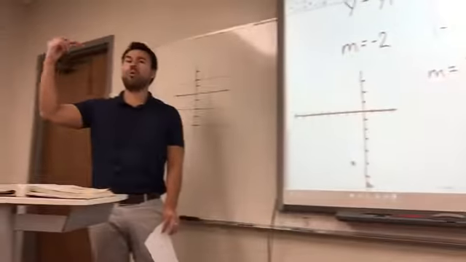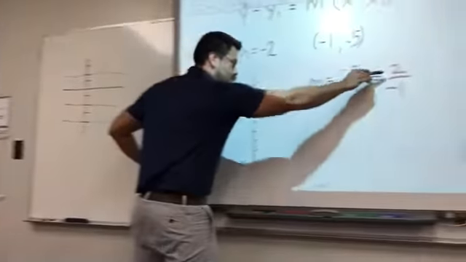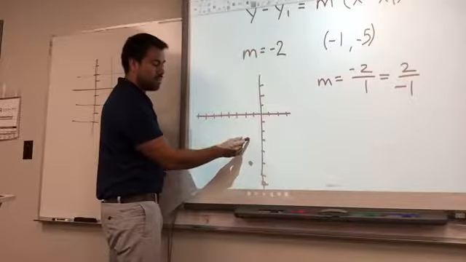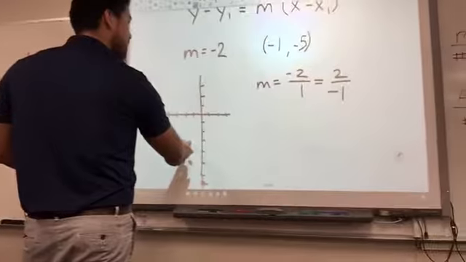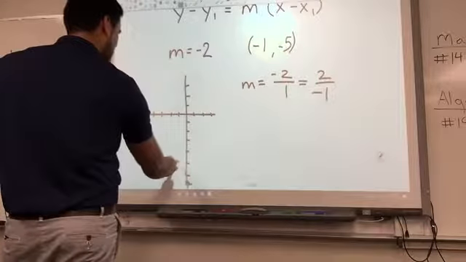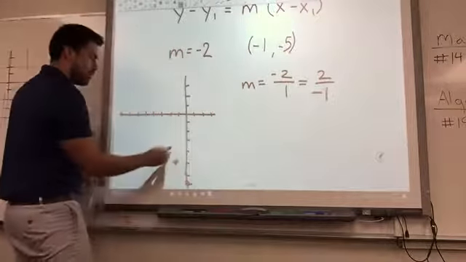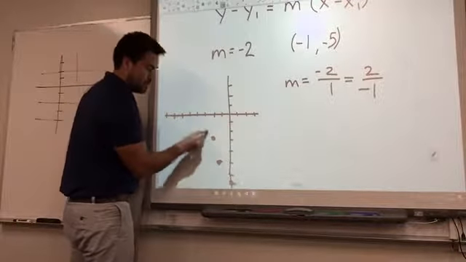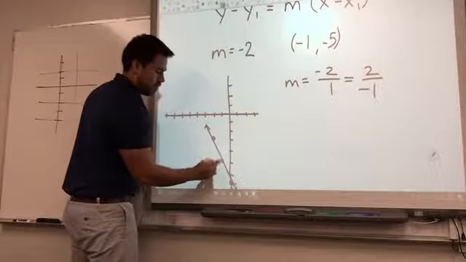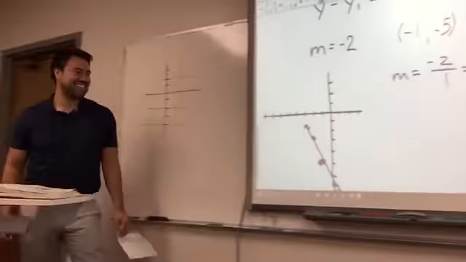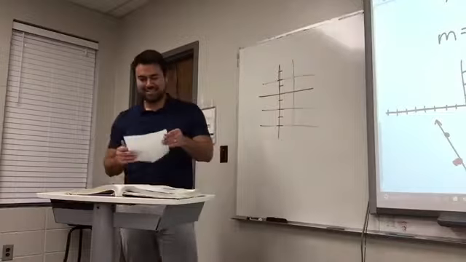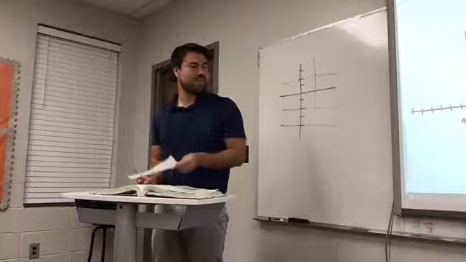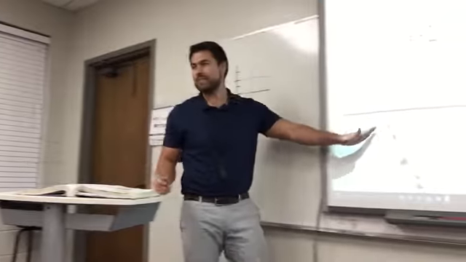But I need one more point. So I'm going to use the other slope. I'm going to go up 2 over 1 to the left. Let me make sure I get this. Oh, this is up 2. My tick marks are going to be bad, unfortunately. Up 2 over 1. So like somewhere right there. It looks something like that. I love graph paper. It's so helpful. Okay, how many of you got something like this?